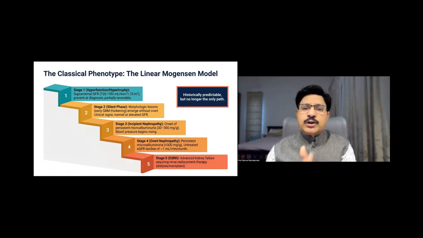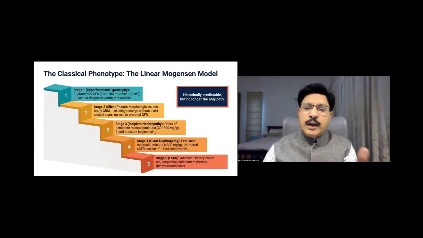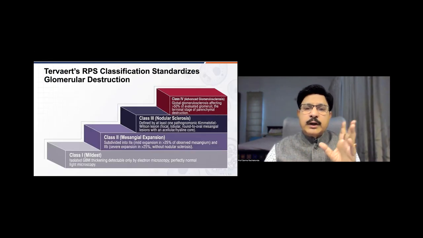But 50 to 60% of people will not follow this trajectory, and they will end up in more vascular complications, and particularly myocardial infarction and cerebrovascular accident will be there. That is the NA-DKD, non-albuminuric diabetic kidney disease.